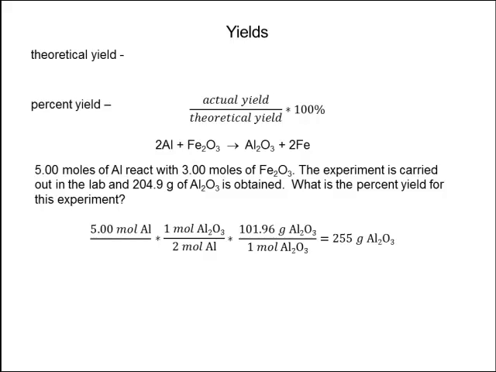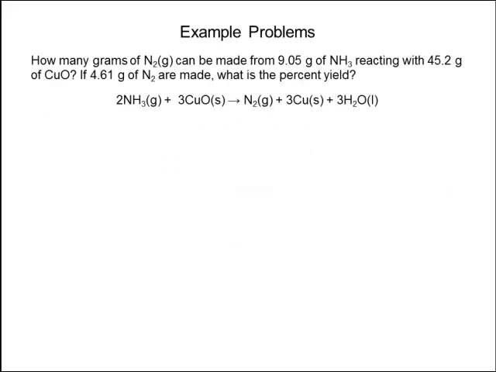So my actual yield is what I get in the lab. It's 204.9. Theoretically, I should have gotten 255 grams. Divide those by each other, multiply by 100%, and I get my percent yield. So it's 80.4% yield.